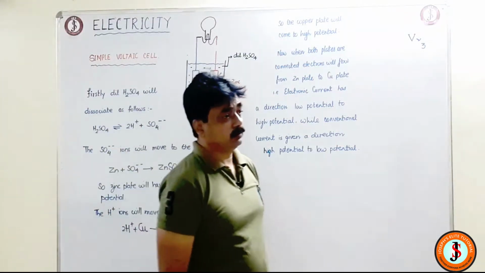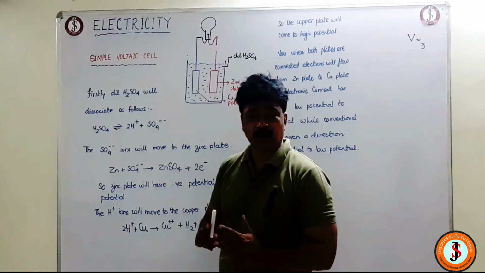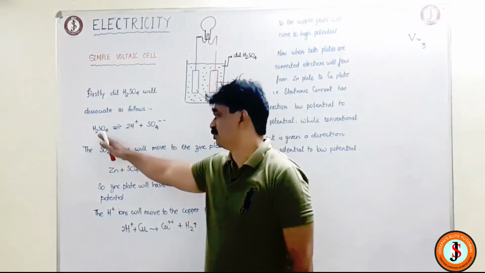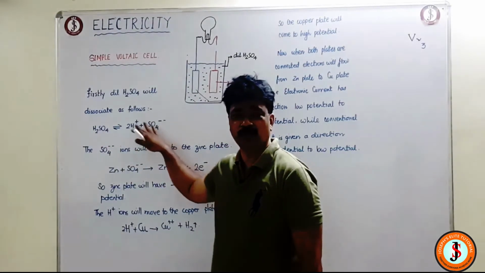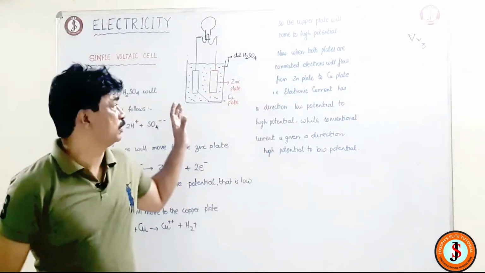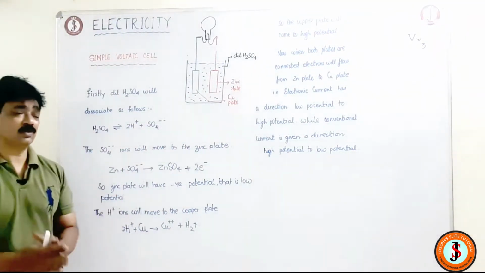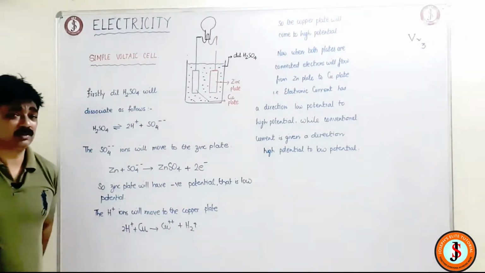Some of the molecules will dissociate and some of the ions will combine. So it's a dynamic equilibrium. The acid, when kept in a beaker, is undergoing a process of constant dissociation and joining again. That is your chemistry chapter.